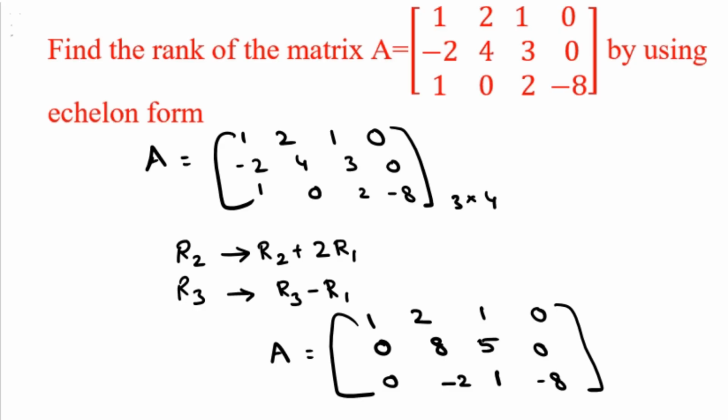Now here if we observe carefully, in R3 the minus 2 can be made 0 by adding R2. At the same time R3 will be multiplied with 4. If we multiply with 4, this will become minus 8. In row 3, minus 2 can be multiplied with 4, then it automatically becomes minus 8.